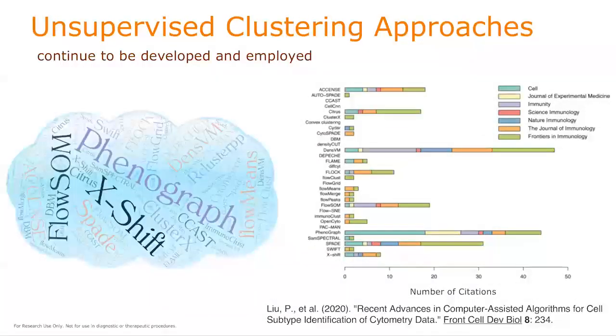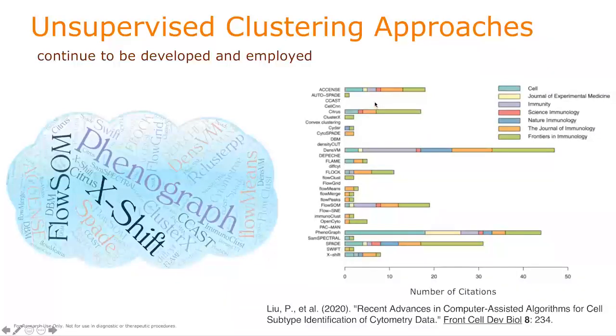So over the past 10, 12 years, there have been something on the order of 40 different unsupervised clustering approaches that have been published and produced by the community. And a lot of these have started gaining traction in recent years because they became available in commercially developed applications like FlowJo. And the three that I'm going to push you towards are the ones that we have decided to incorporate into FlowJo, and they are Phenograph, XShift, and FlowSOM. You can see them in my word cloud here.